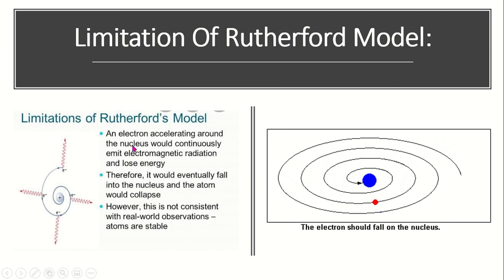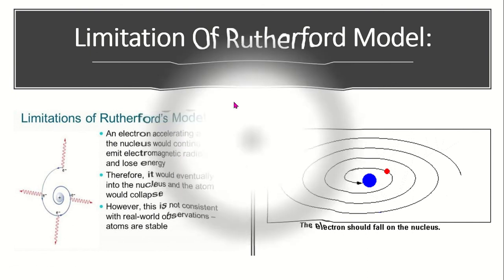And in the Rutherford model, no information is supplied about the shape of the orbit of the revolving electrons. So later on, Niels Bohr gave another atomic model, the Bohr atomic model, and that is still now the perfect atomic model. So in the next class, I will explain that.